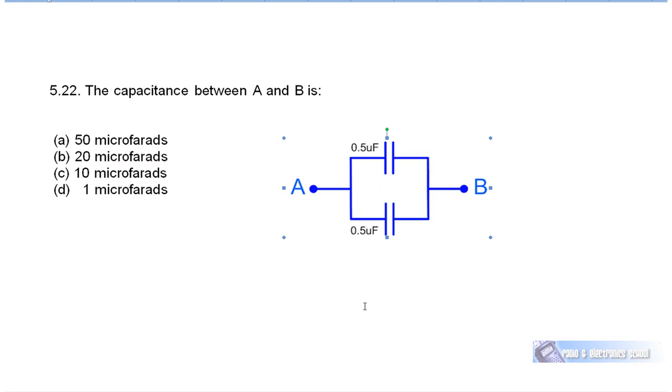522, the capacitance between A and B, well, all you've got in the diagram is 2 0.5 microfarad capacitors in parallel. You simply add them up in parallel, and that gives you a total capacitance of 1 microfarad.